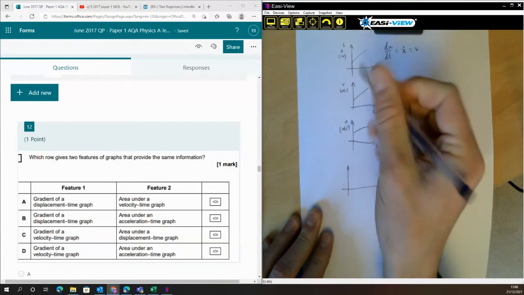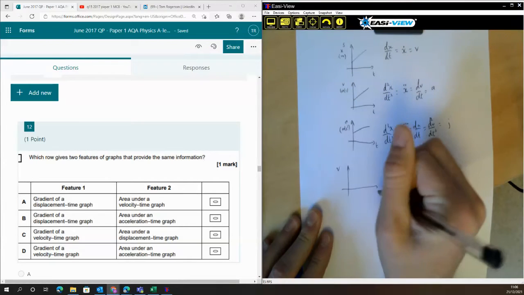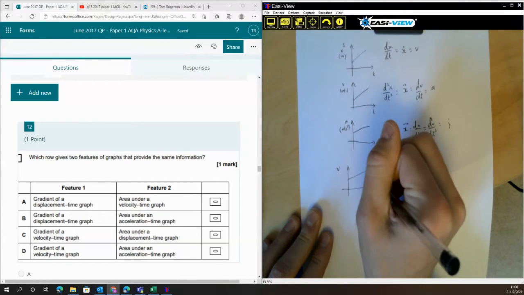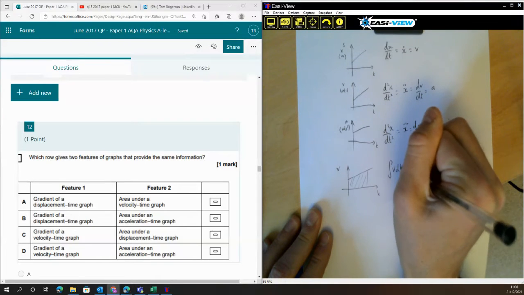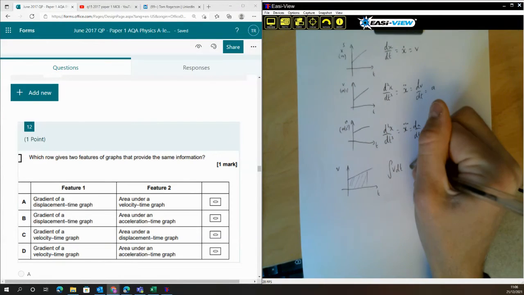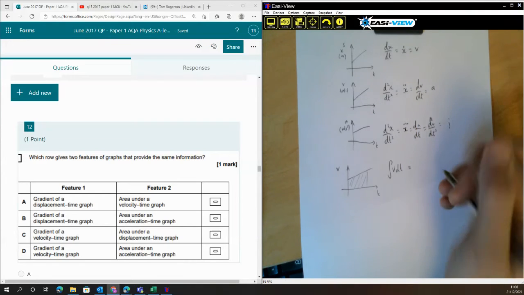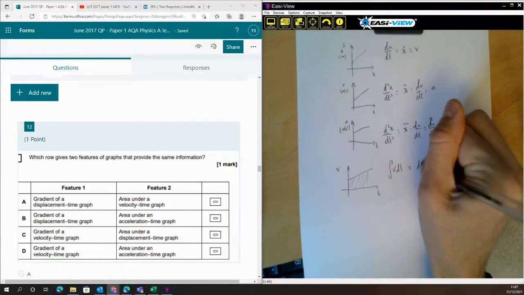Then you can do, if we won't do the x-t graph, we'll do the v-t graph. The area under that is effectively the integral of v dt, and that ends up with a distance. So you'll end up with a distance, a displacement.